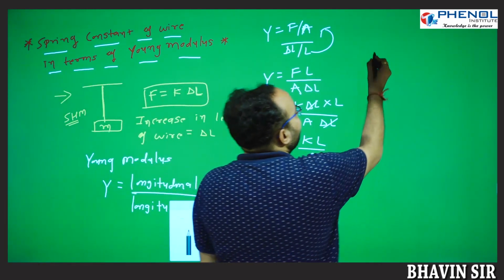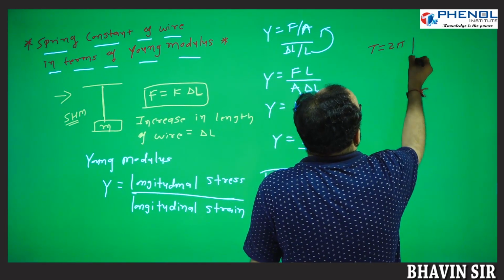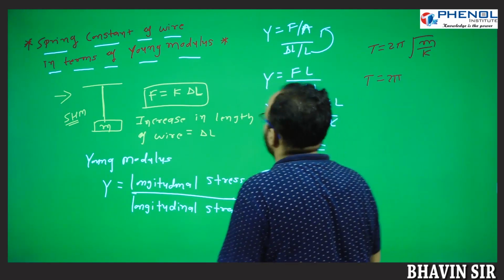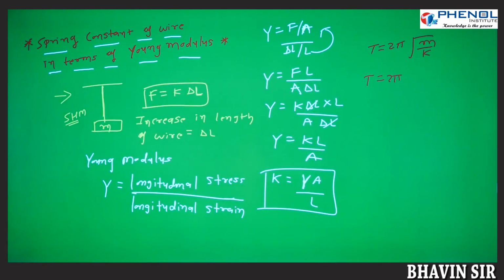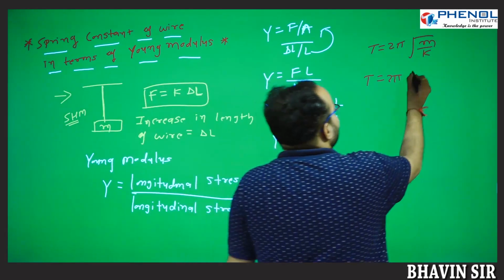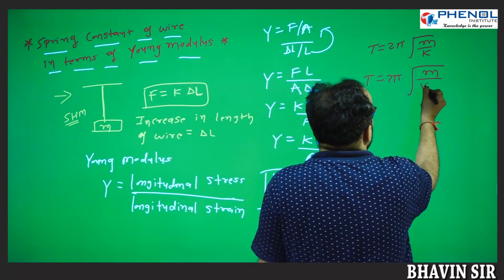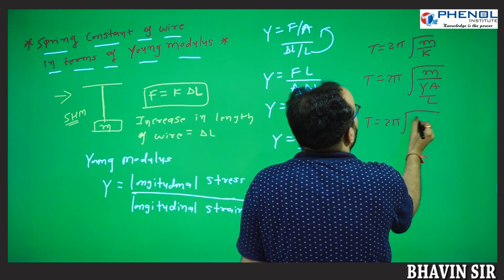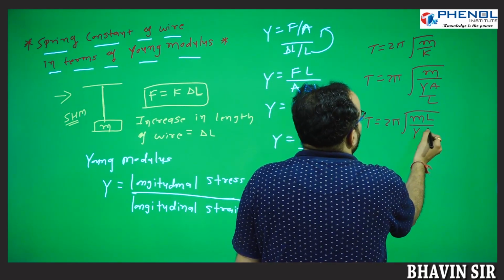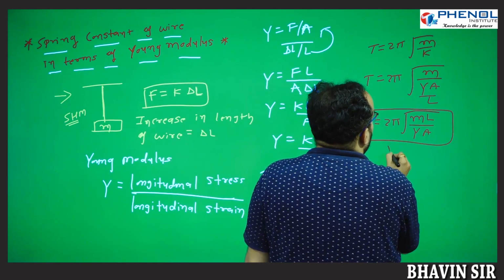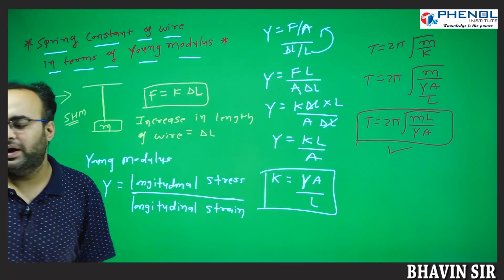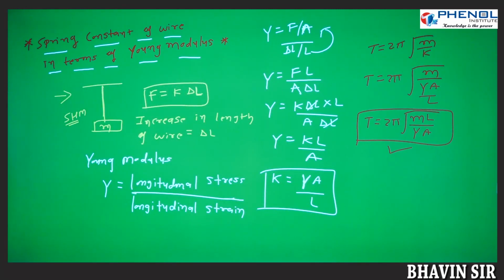So now what is its time period? It is SHM, so if it is SHM you can write time period T is equal to 2 pi under root M by K, and it is a linear SHM. Now what is K? YA by L. So what is the time period? ML upon YA. Okay, this is the time period of wire, ML upon YA. Y means Young modulus.